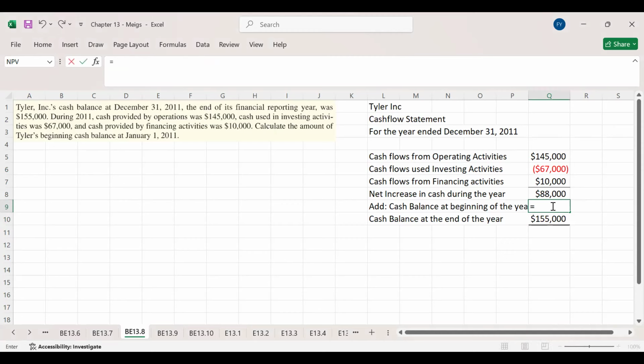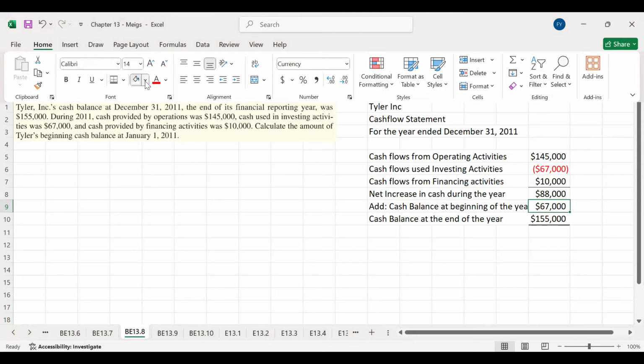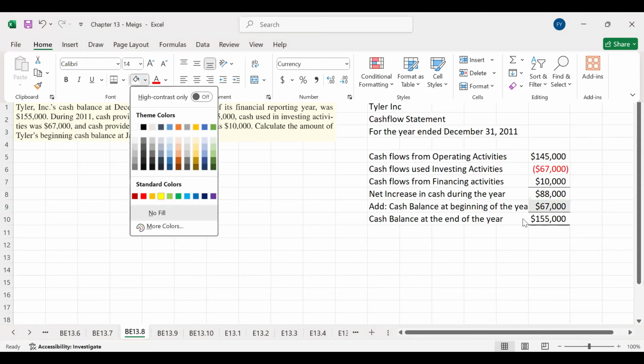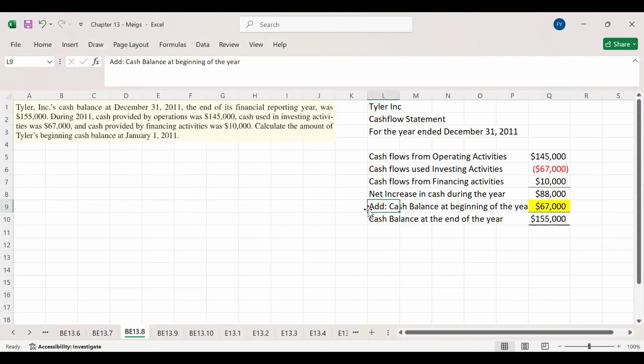So here we have 155, we deduct $88,000. So here we have 67,000. It is the beginning balance of the cash. So this is the answer.